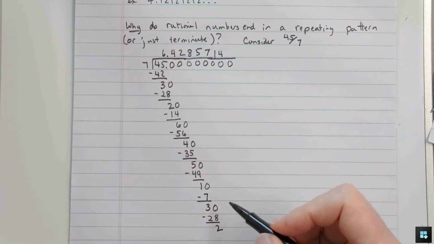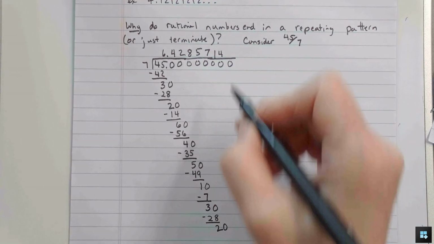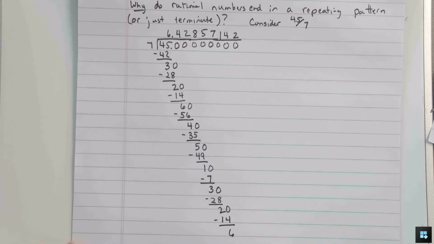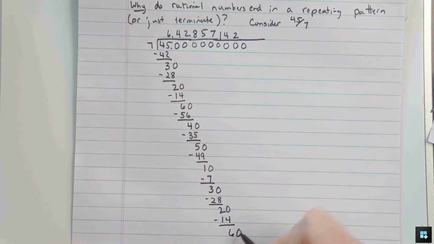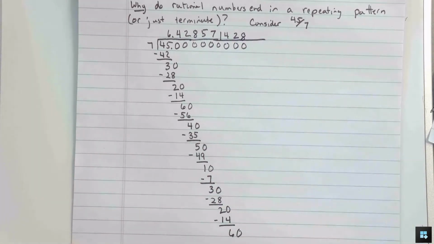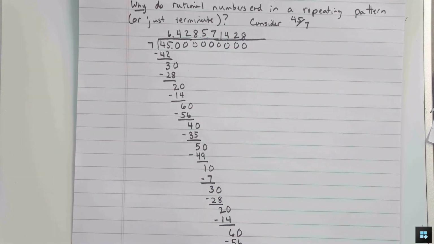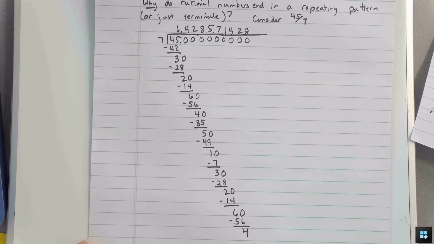Let's see, now I have a 20. 7 goes into 20 twice. 2 times 7 is 14. And subtract and have 6. We put a 0 here. 7 goes into 60 8 times. 8 times 7 is 56. Subtract and get a 4. I guess that's 9 digits. I could keep doing this forever though, right?